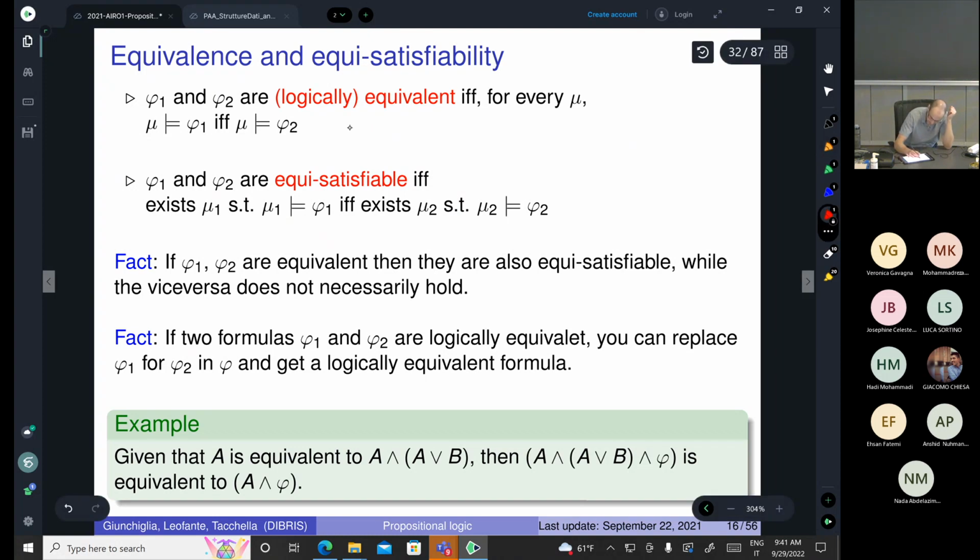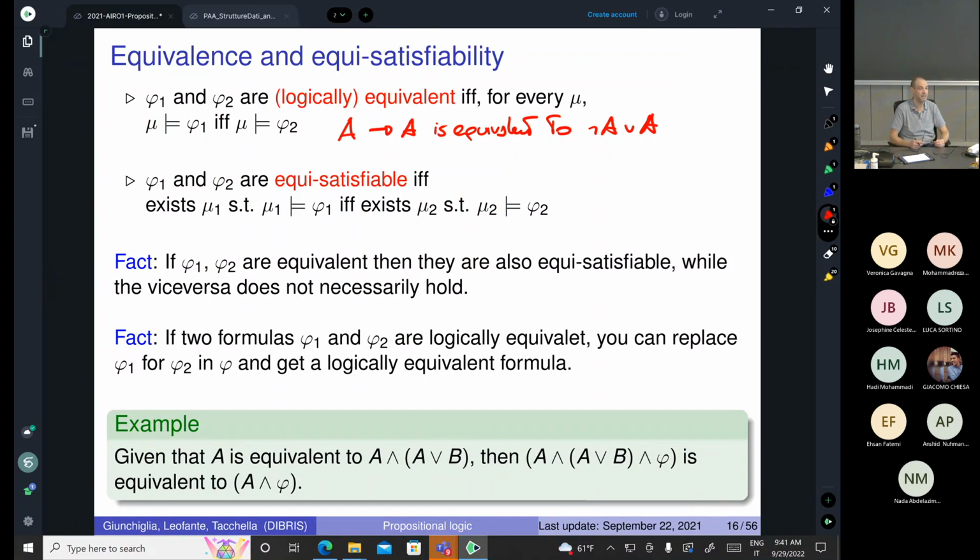An example is something we used implicitly before to write our shortest tautology. For instance, A implies A is equivalent to not A or A. And in fact, considering all the models, this is a tautology, and this is also a tautology.